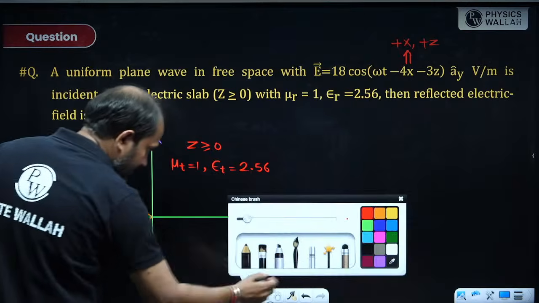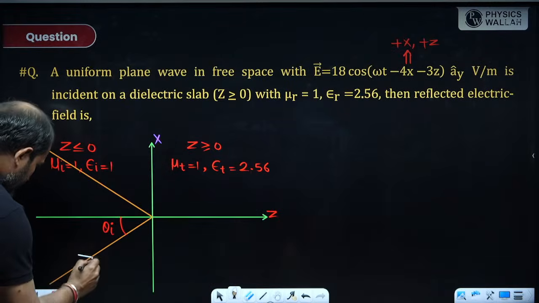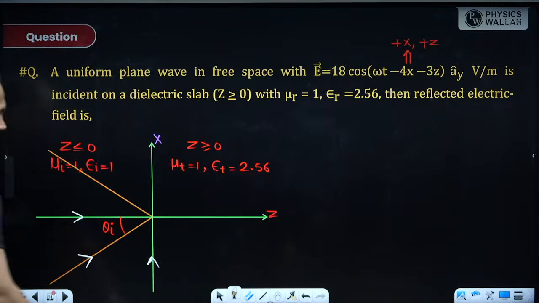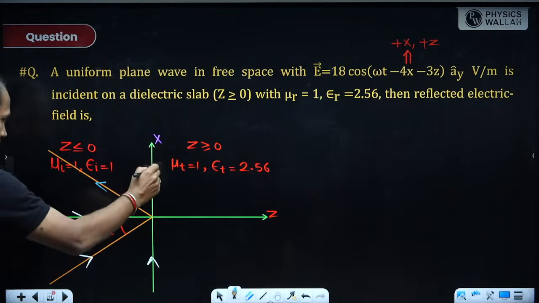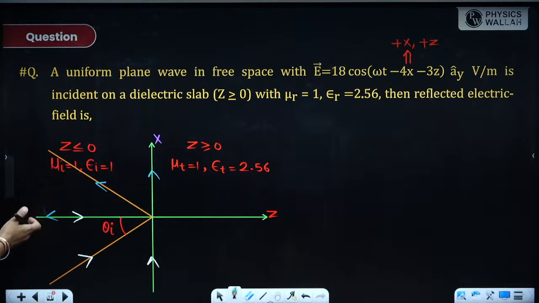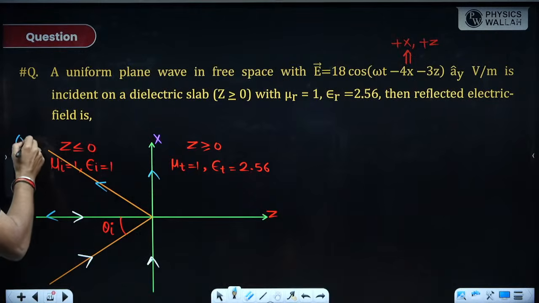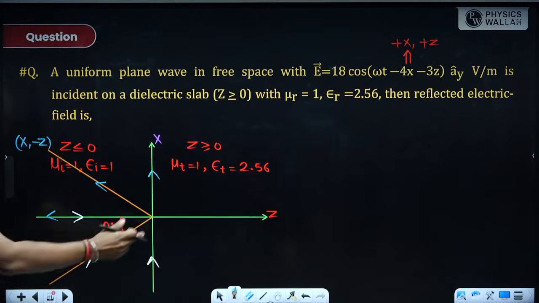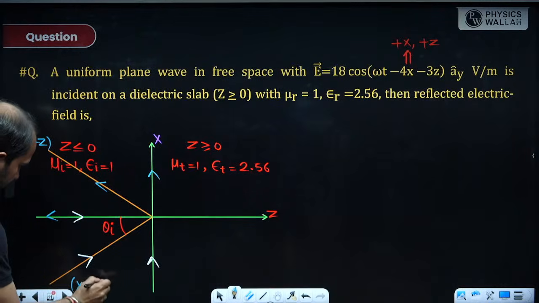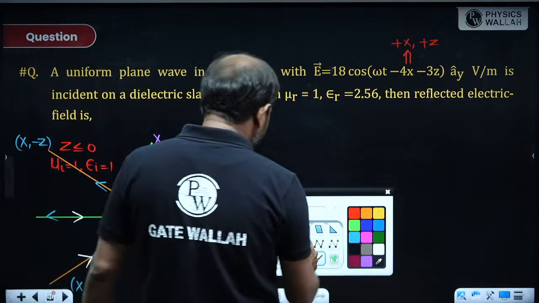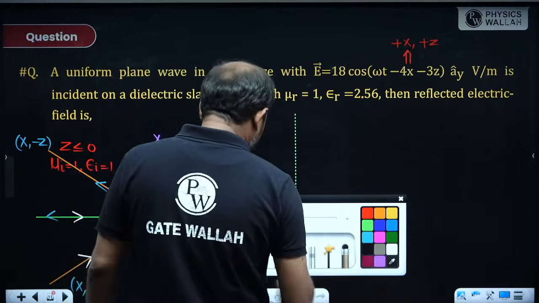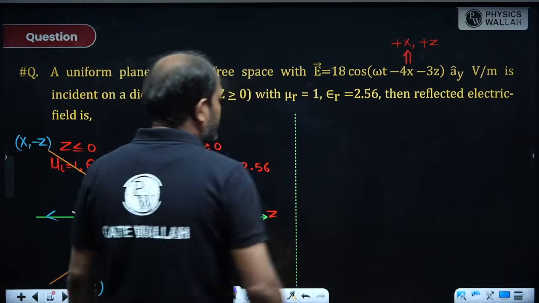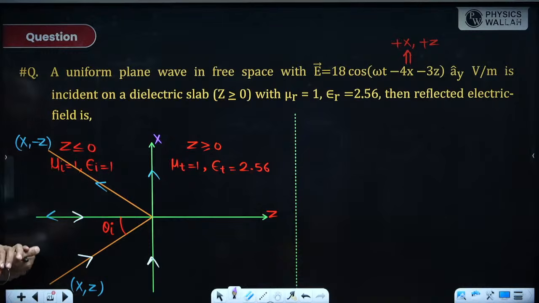Then we have the reflected wave. Which direction is the reflected wave traveling? The reflected wave is traveling in minus Z and plus X direction, plus X and minus Z. This one is traveling in plus X and plus Z direction. So the propagation direction we have calculated: the reflected wave is plus X and minus Z.